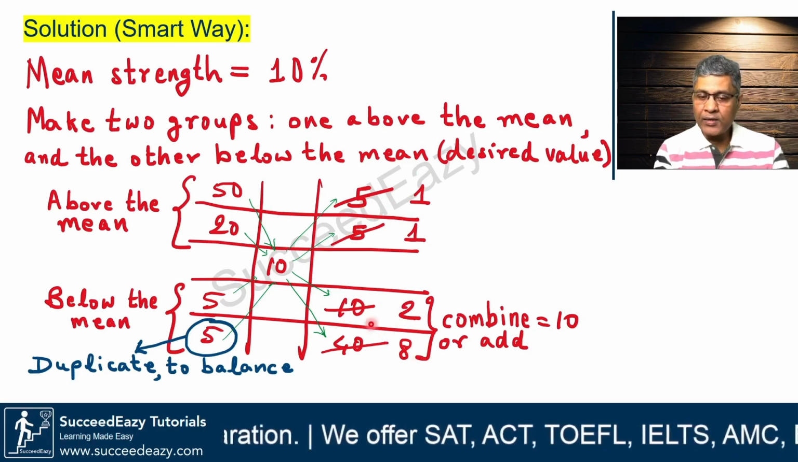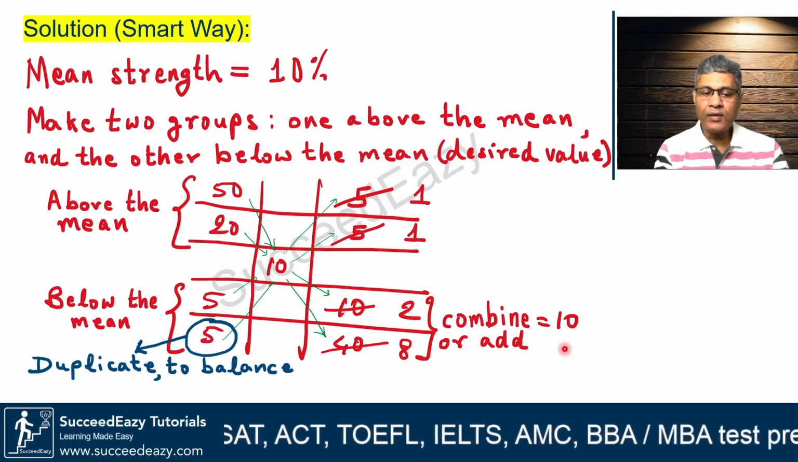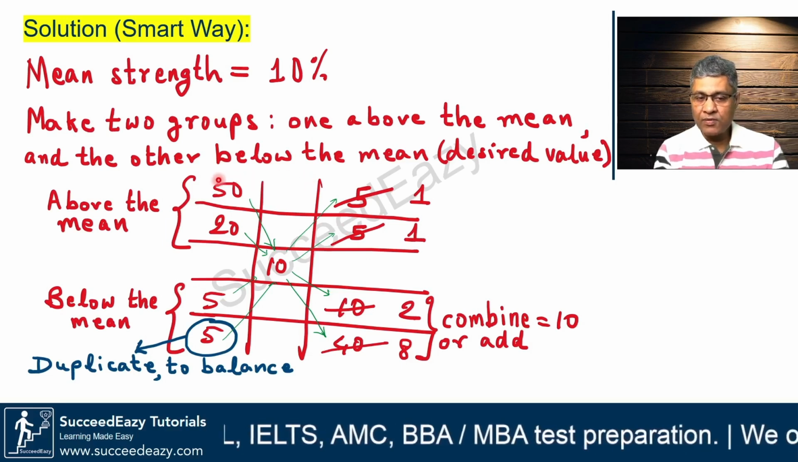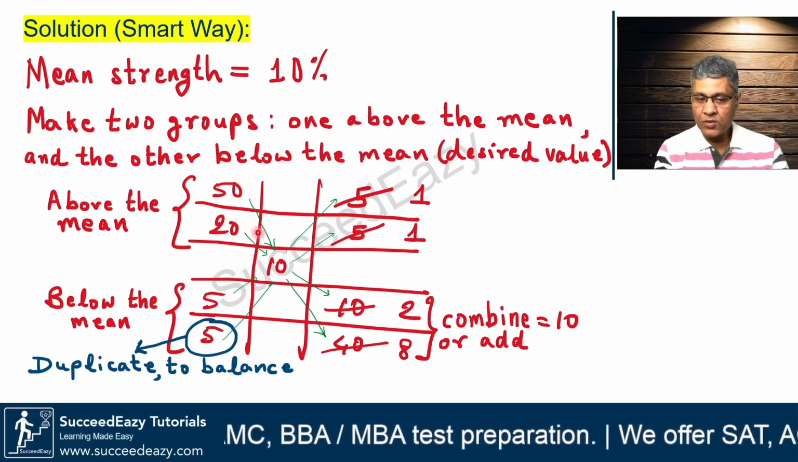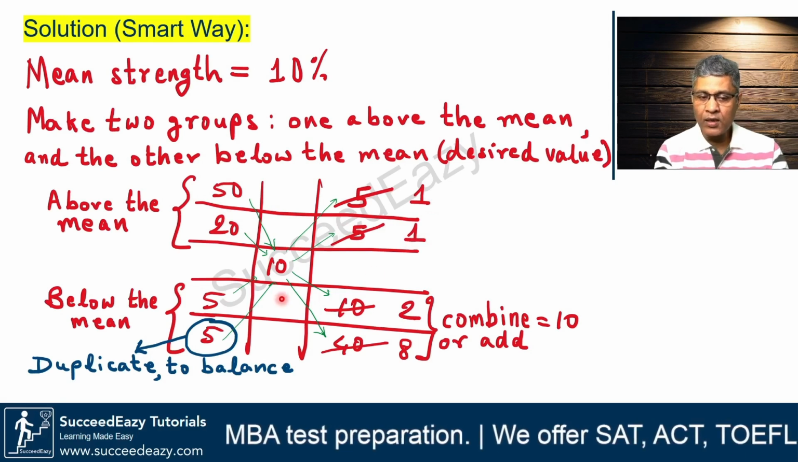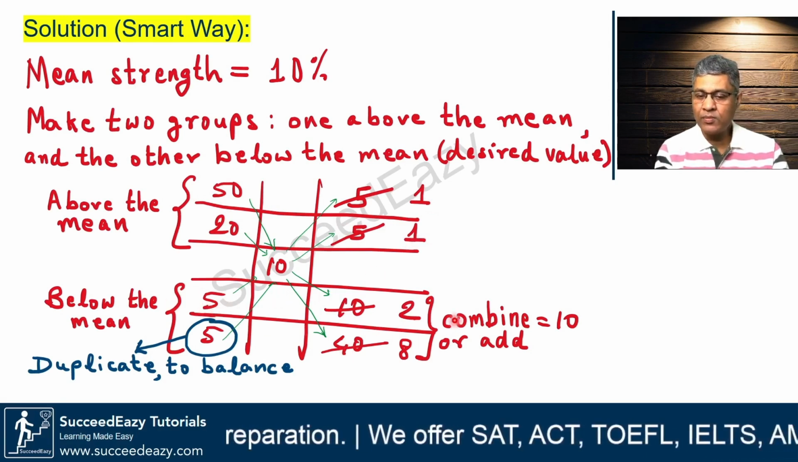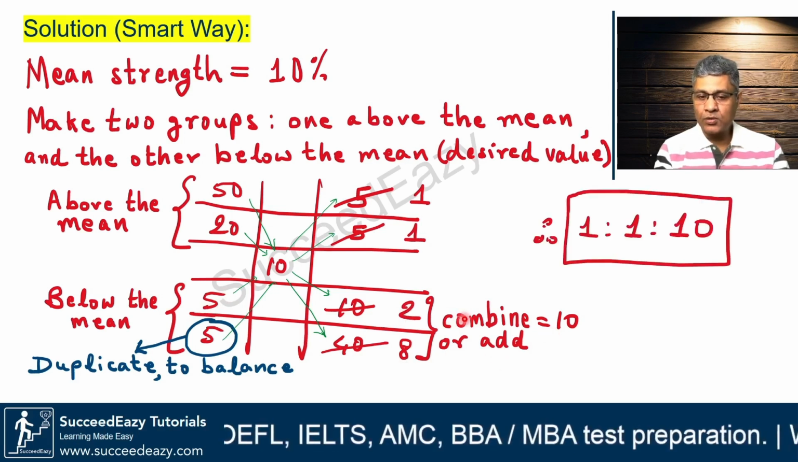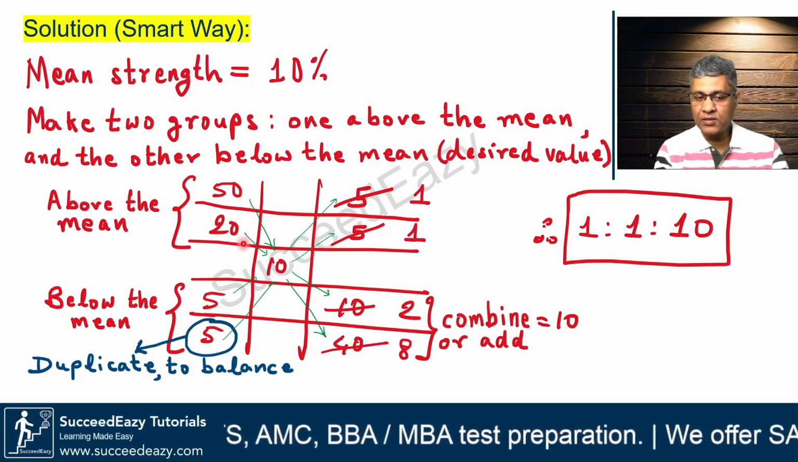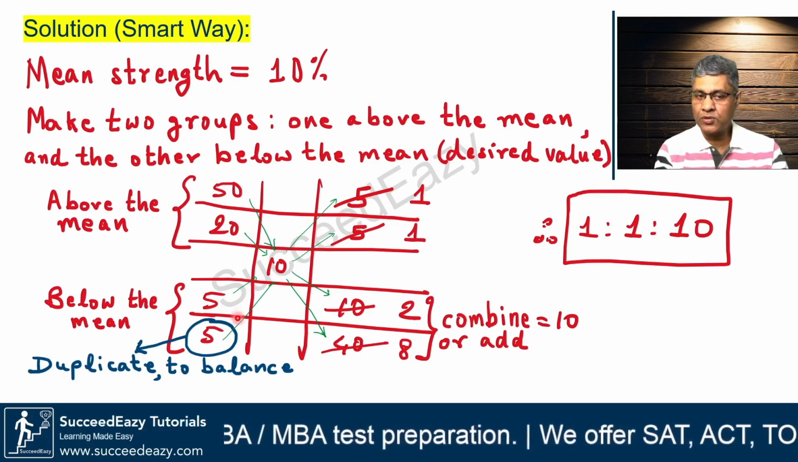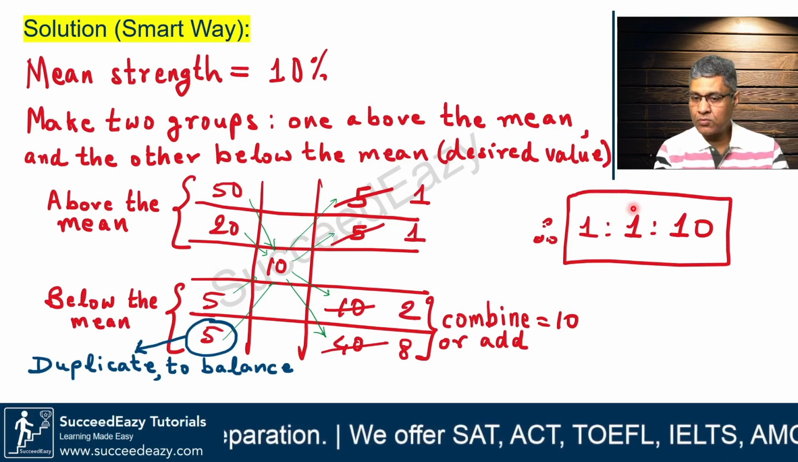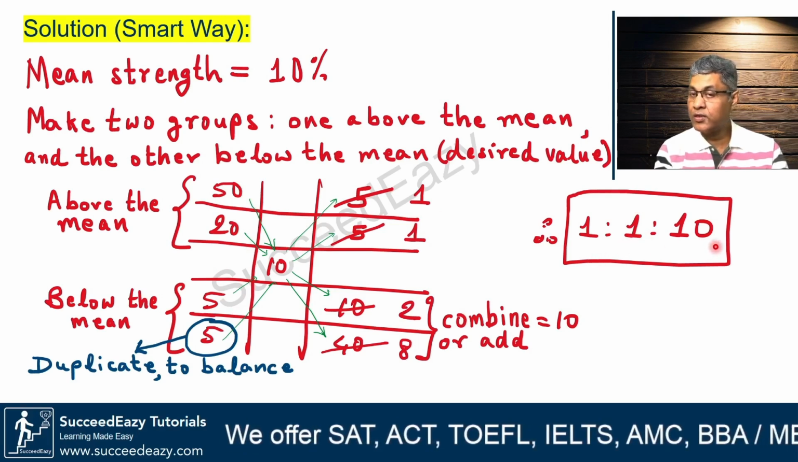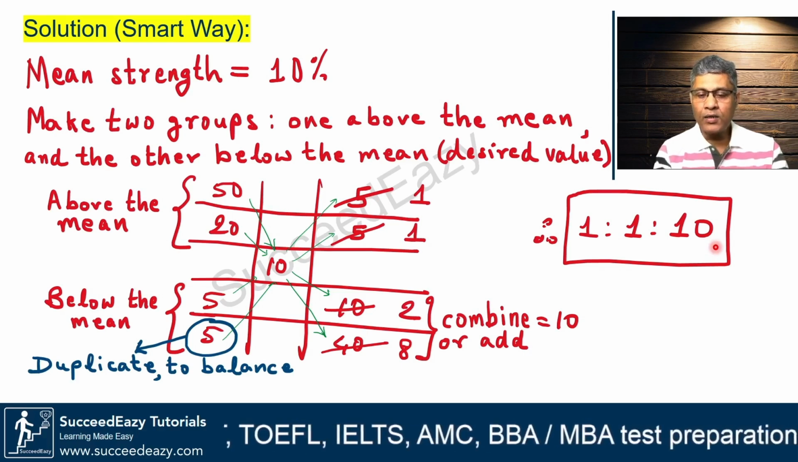Now combine this 2 and 8 to get 10. Why? Because one part is this 50% solution, the other part is this 20% solution, that is also one part. But 5% solution, how many parts are there? 2 and 8. So add them to get 10. So there are 10 parts. So the ratio of 50% is to 20% is to 5% solution, in order to get a 10% solution, would be 1 is to 1 is to 10. That is the answer.